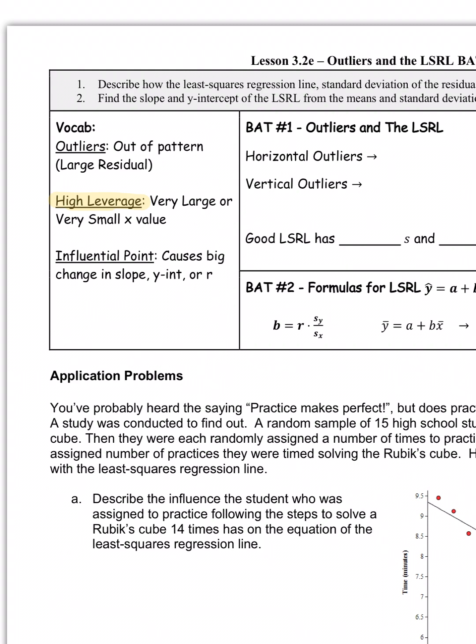And then we have influential points. These are points that cause big changes in slope, y-intercept, or r. So if one of those three is changing significantly, it's considered an influential point. Maybe it's considered changing one or maybe all of them. Just depends on the graph, okay? So that's some vocabulary you may see.